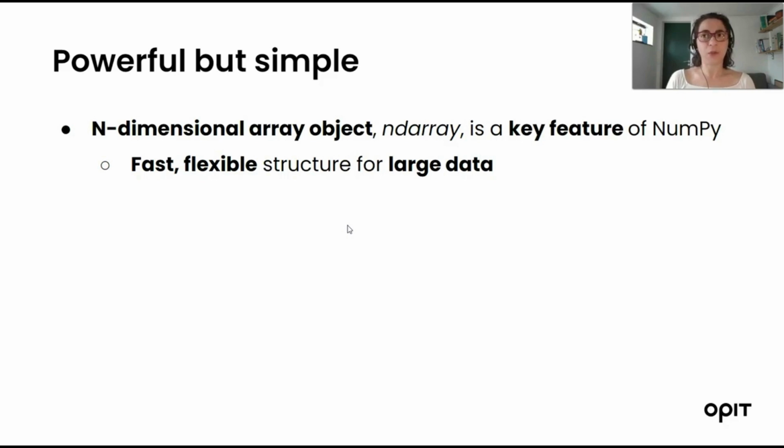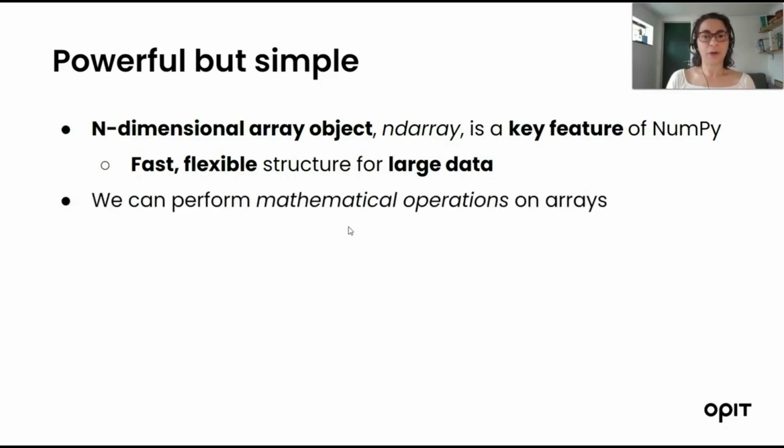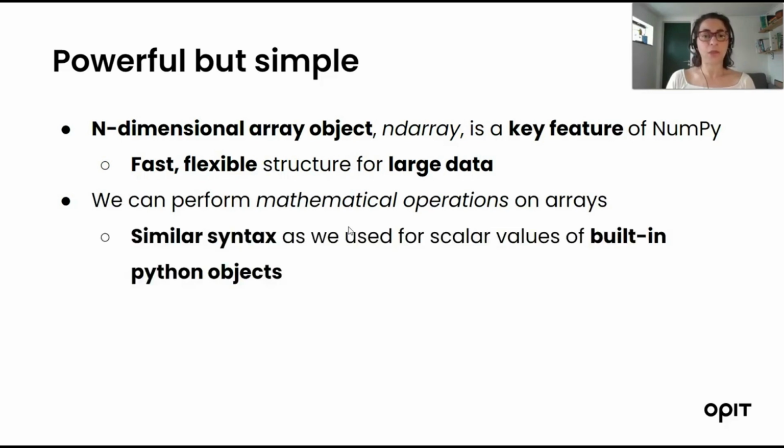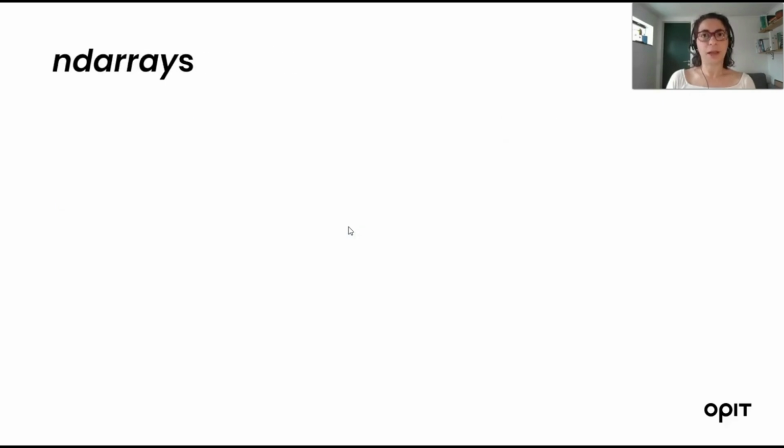So I would advise you, unless you really have to, store only one data type in each array. We can perform various mathematical operations and other types of operations on arrays, as we will see. The syntax for those is not much different to the one we have seen and learned for scalar values in built-in Python objects. Let's get a first taste of NumPy in code.